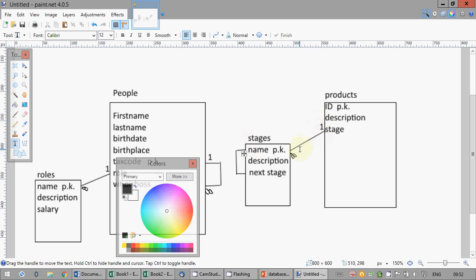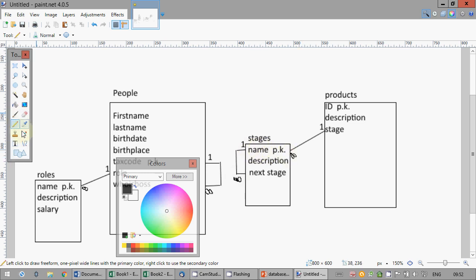Oops, severe mistake here. Let me finish this and then I will correct the severe mistake. So in this way, you will have here the indication which is the next stage, which is obviously the name of a valid stage.